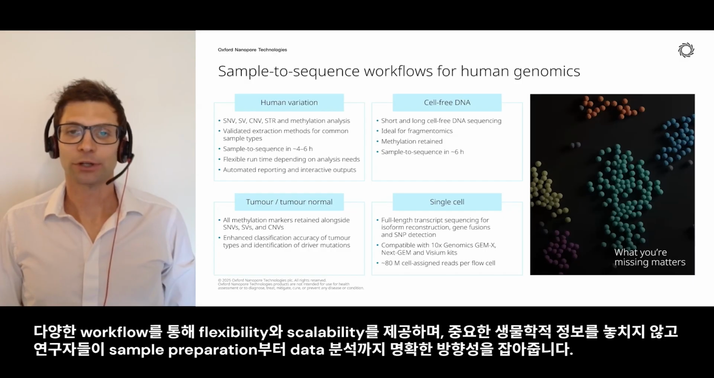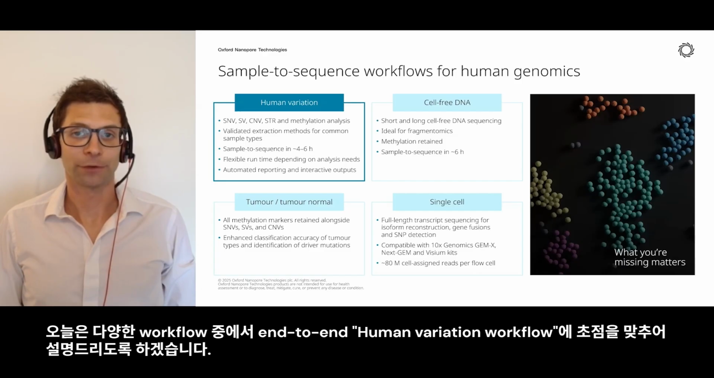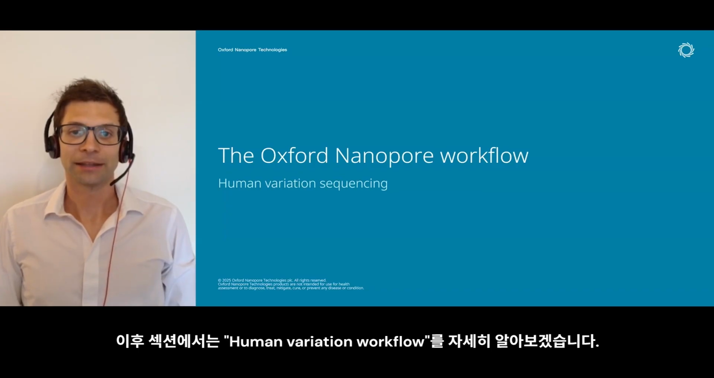Collectively, these workflows offer flexibility and scalability, ensuring no critical data are missed, and providing researchers with a clear path from starting sample to comprehensive insights. Today, our focus will be the end-to-end human variation workflow. And in the next section of this masterclass, we will explore this workflow in detail.